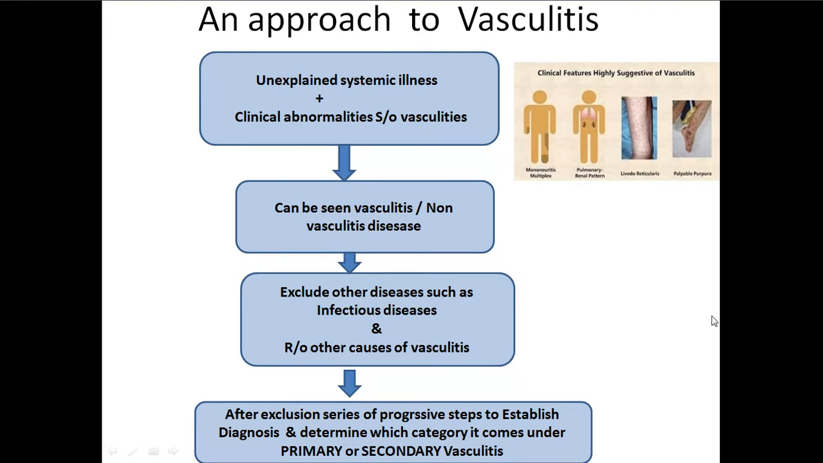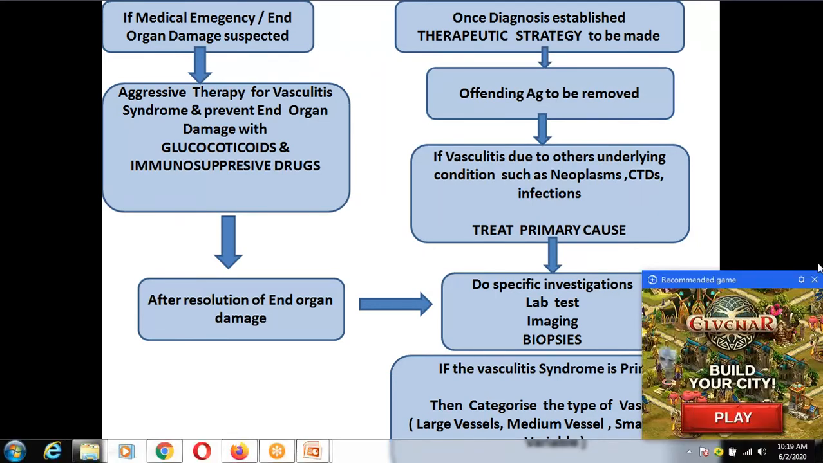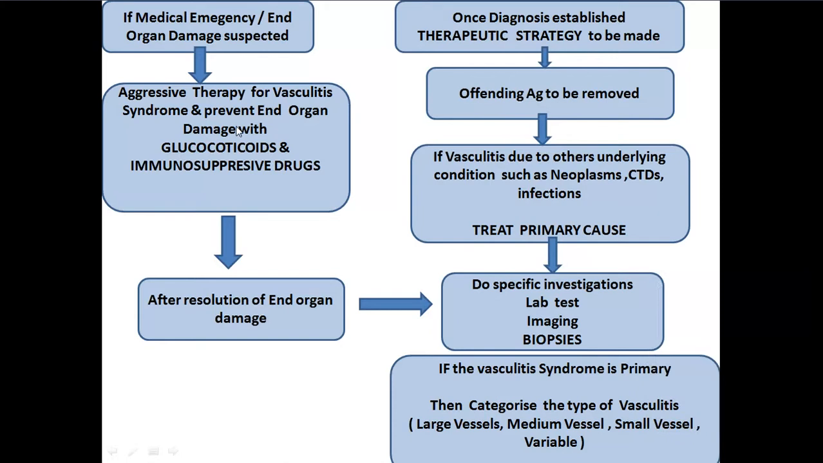So exclude other diseases such as infectious diseases or other causes of vasculitis. After the exclusion, follow a series of progressive steps and establish whether it is primary or secondary. If there is a medical emergency or end organ damage suspected, if there is pulmonary or renal involvement, then you can go for aggressive therapy for vasculitis syndrome, that is glucocorticoids and immunosuppressive drugs, and the end organ damage can be prevented. And after the resolution of the end organ damage, you can move forward.